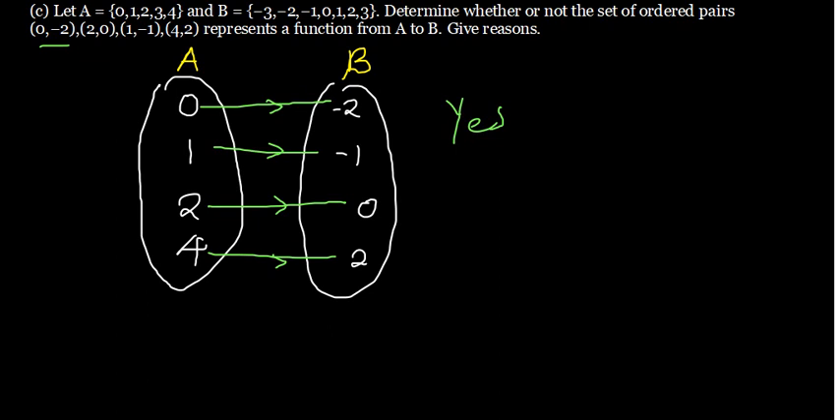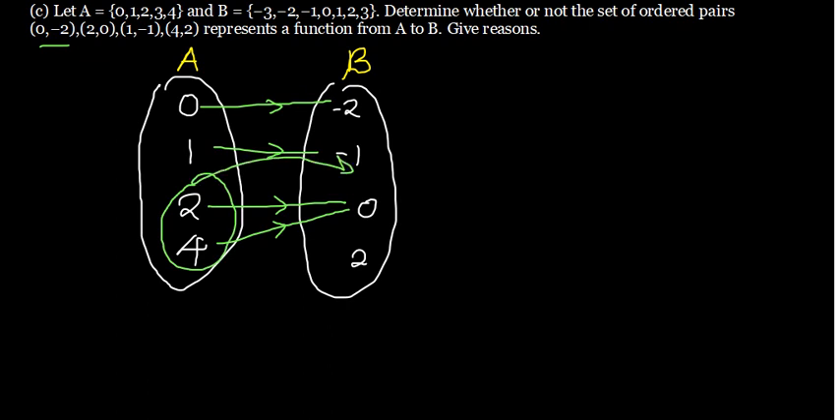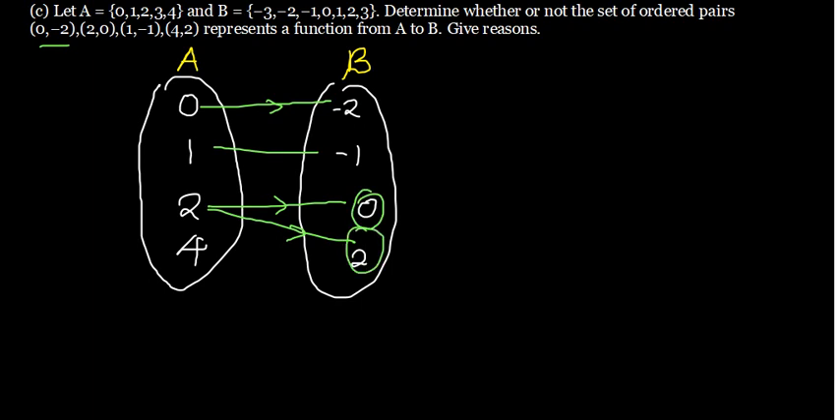Otherwise, if this set was, let's say, like this, it will still be a function, because all the values in A have been paired to some value in B, even if this one in B is not paired. Now, if this one was like this, it wouldn't be a function. One reason is that you can't have two y values coming from the same x value. Another reason is that an x value cannot be unpaired. So the one that you've been given is actually a function.